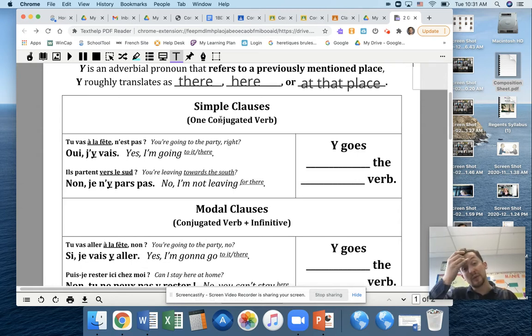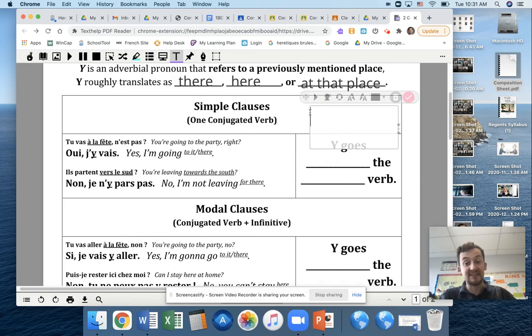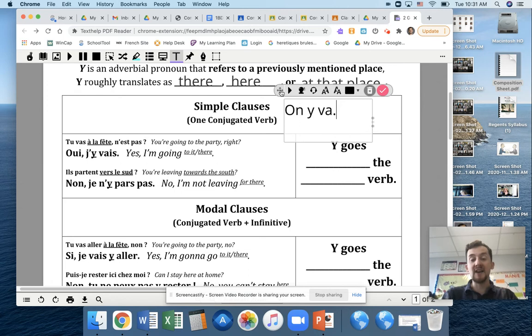So we're going to look at three different sentence structures that you know. We're first going to look at simple sentences, and that's when you have one conjugated verb. D'accord? So an example of this is actually a phrase you know already, on y va. D'accord? On y va literally translates to one there goes. D'accord? Or one goes there. And that's how you say let's go. On y va, one there goes. D'accord? Notice that it goes in front of the conjugated verb. There's only one verb, so it goes in front of that one verb.